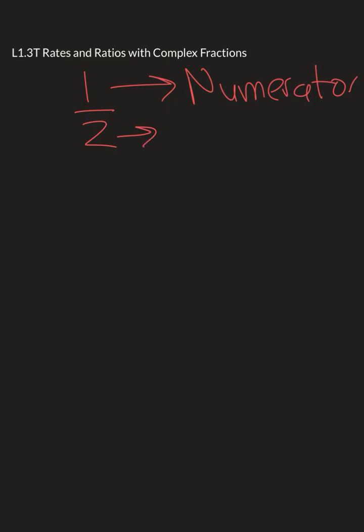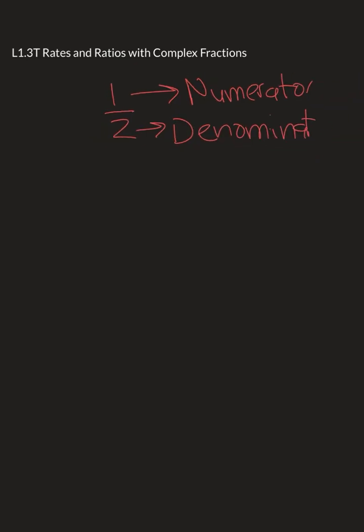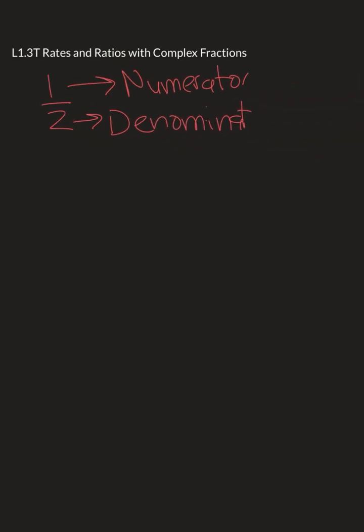Let's say you're using a tape measure. One common fraction you'll see is 1/2. That's a fraction because you're comparing two numbers together. The number on the top is called your numerator, and the number on the bottom is called your denominator.